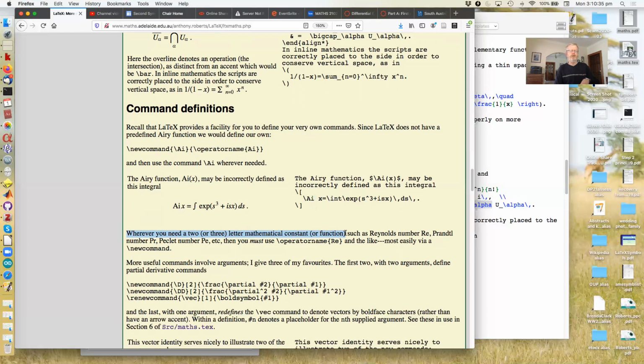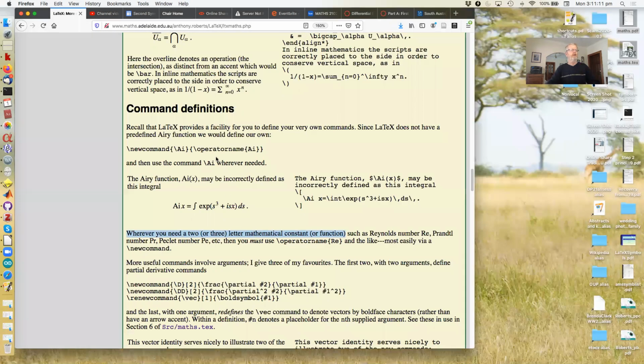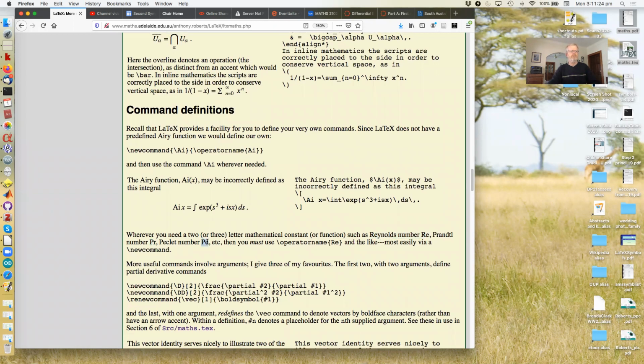And the reason is that multi-character mathematics symbols must be in upright Roman font. Go back to text, have a look at sine, cosine, exponential, sinh, log x. In all good textbooks, mathematical functions are in upright Roman font, not the italic. This is the standard, this is what you must do. And the reason is it's a multi-character symbol. The standard is multi-character symbols in maths are upright. So things such as Reynolds number, Re, need to be typeset in an upright font, Re. Prandtl number, Pr, upright font, Pr. Peclet number, Pe, upright Roman font, Pe. And you get it using operatorname. And the easiest way to get it consistently is by a new command.